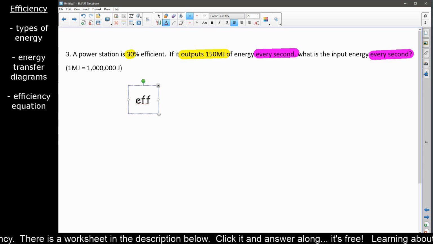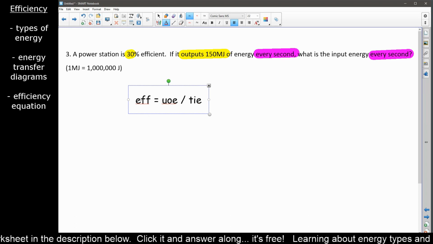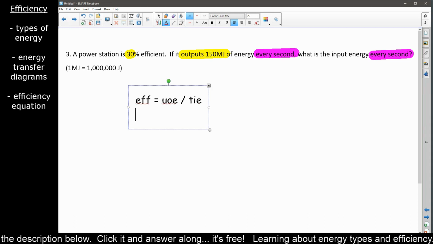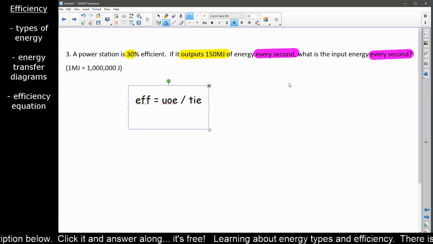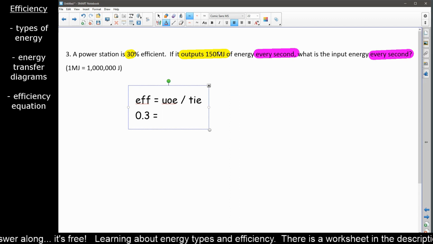So once again, we're back to efficiency equals useful output energy divided by total input energy. So this time though, we know our efficiency. Our efficiency is 30%, which is 0.3 as a decimal, is equal to my useful output energy. Now, there's a real temptation here to go 150 megajoules, that's 150 million, especially because this little hint has been given. And that's something of a red herring. We can actually do this in just megajoules. We'll try and be aware though that our answer at the end will also be in megajoules. You can convert it, it's no problem at all. It's 150 million, you just end up with lots of extra zeros.